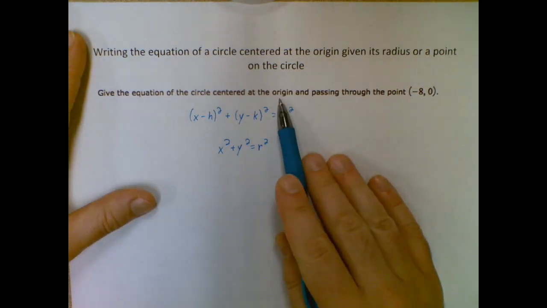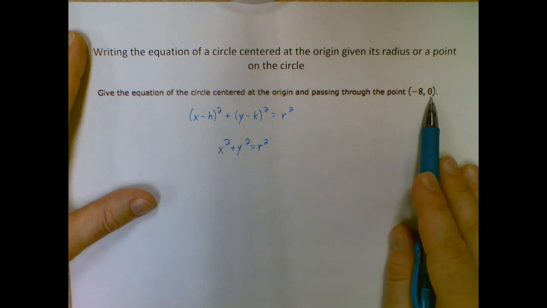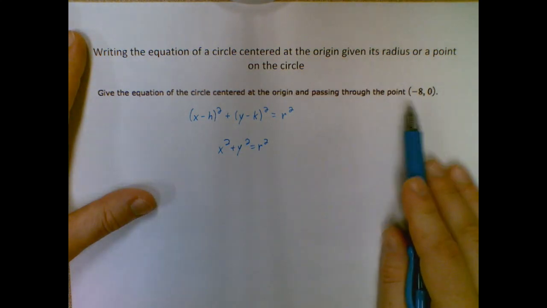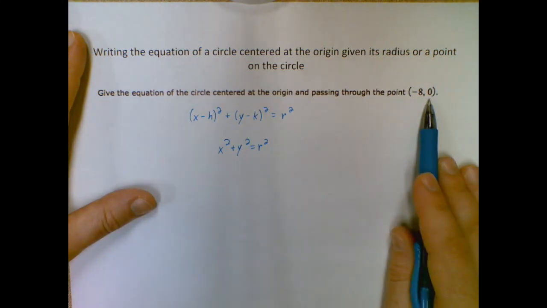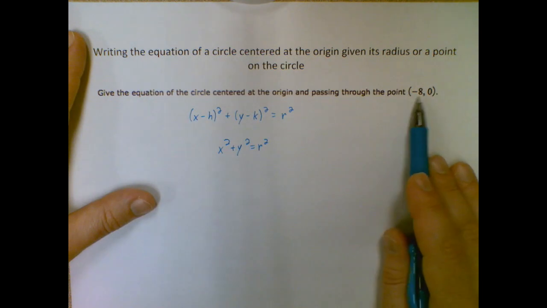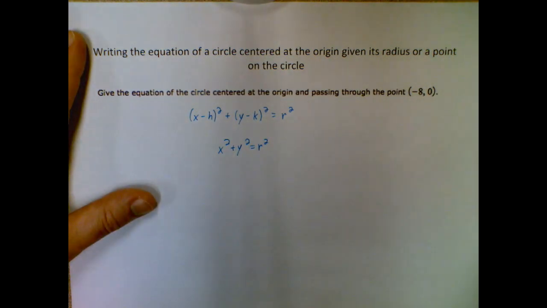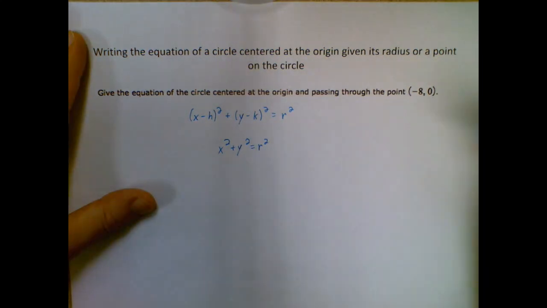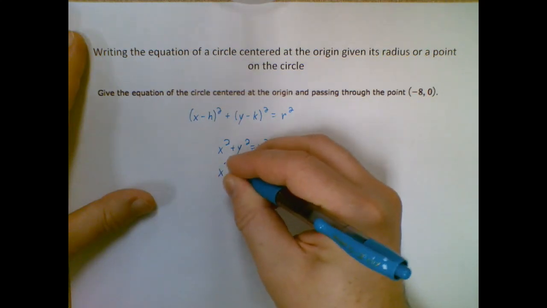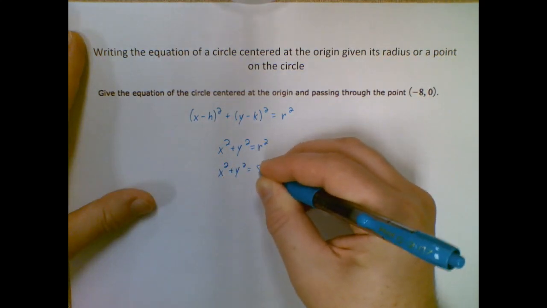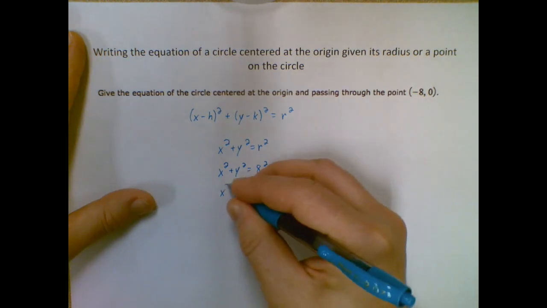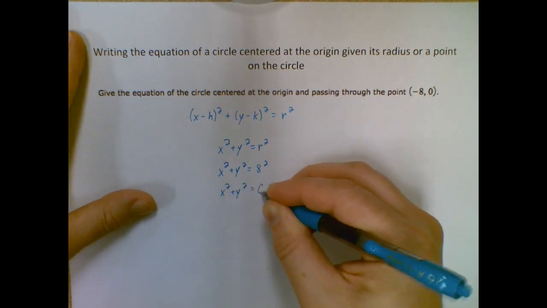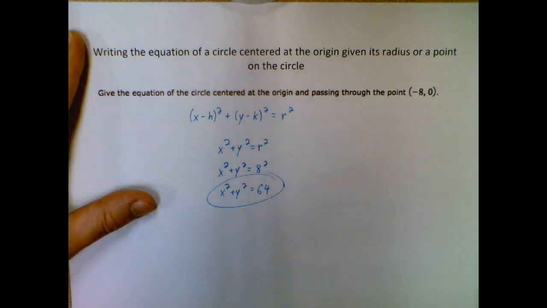So if it's going through the origin and goes to the point negative 8, 0, how far is negative 8, 0 from 0, 0? Since it has a 0, this one's nice and easy, and it's just 8 away, because it's just like a number line. If you had something like negative 8, 2, you would just use your distance formula to figure out how far they are apart, and that would be your radius. But I know this is 8, so I'm going to plug this in. So it's 8 squared, which is 64. And that's my formula.